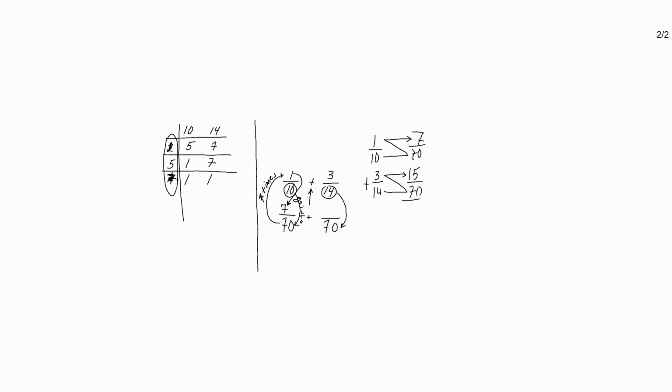Now you just add the 2 together. 7 and 15 is 22. 22 over 70. And I don't care about reducing, okay? If you get that, I'm going to be happy. 11 over 35. That's how you do fractions.